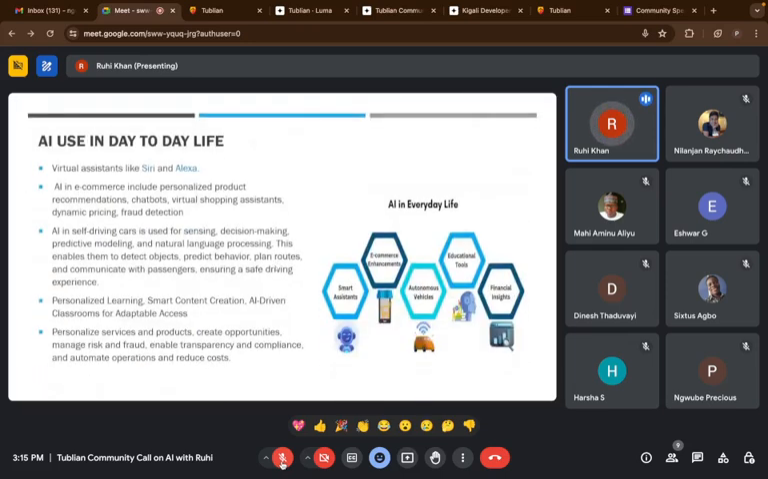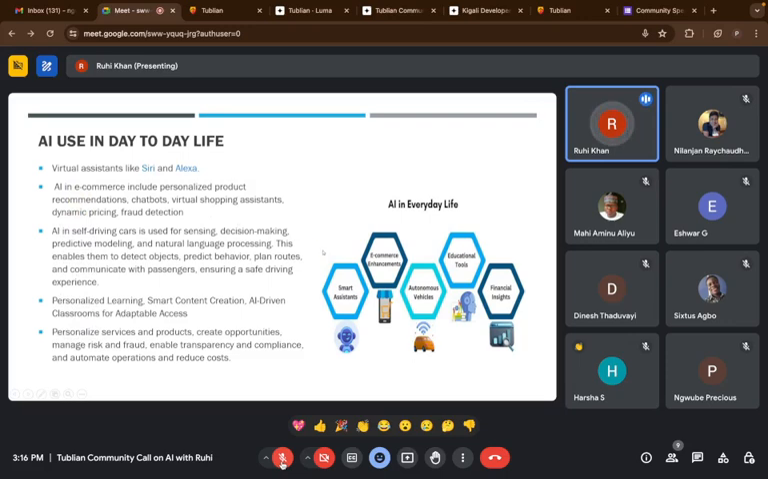Next is how we can use AI in day to day life. So, in this chart, we can see smart assistants. Examples of smart assistants are Siri, Alexa. Then is e-commerce enhancement. We can use AI in e-commerce, such as personalized products, recommendation chatbots, virtual shopping assistants, dynamic pricing, then fraud detection, and so on.